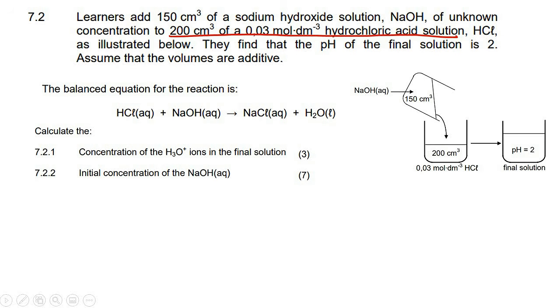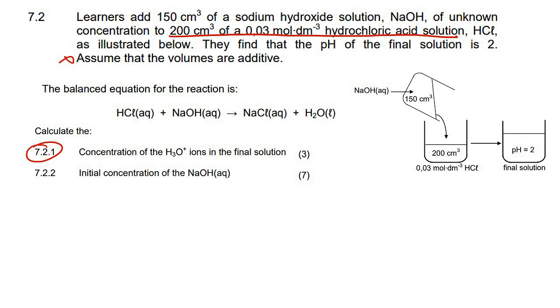Okay, and they're obviously going to mix it up. And they find that the pH of the final solution is 2. Assume that the volumes are additive. Don't worry about that. That's only something you'd have to think about in higher levels of university. So let me not even go there. And then it says that the balanced equation for this reaction is that. We may talk about this one just now. And then, okay, here's the equation. And okay, so that's quite interesting. It looks like an interesting question.